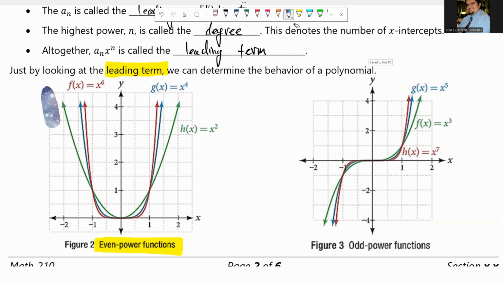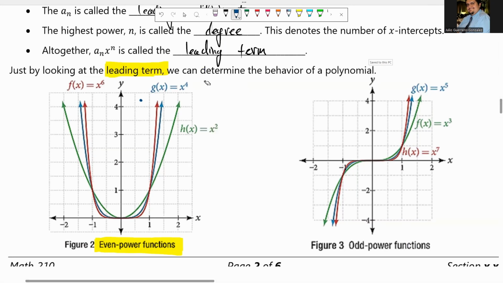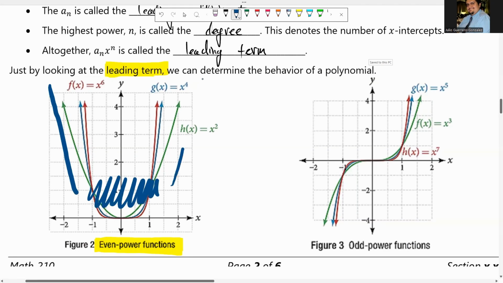Let me actually do it with the blue pen, and I'll do it nice and thick. It's going to come from way up here, and then it's going to do a couple bounces. I don't know what it's going to do in the middle, but then at the end, it's eventually going to just start shooting upward. These are even powered functions, where the leading term is an even power. So something that has as the biggest power x to the 100th power will have this kind of behavior.